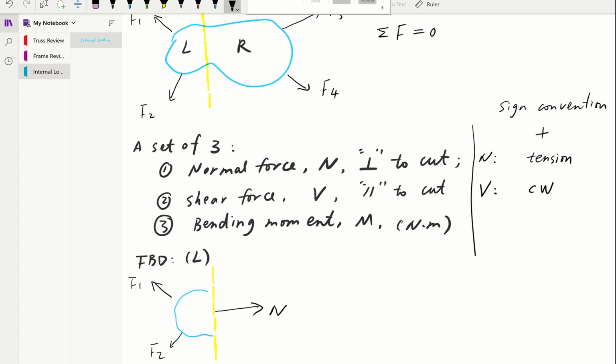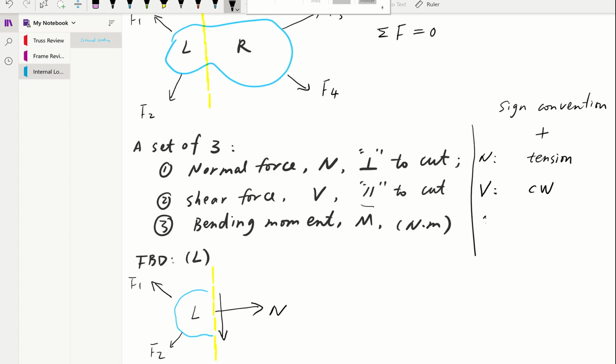Then for shear V, to make this sign convention positive, you make it a clockwise rotation. So you have this left section, and you want this entire thing to go clockwise, and shear is parallel to the cut, which means it's going up and down, right? To make this whole thing rotate clockwise, which direction do I have to go? That's right, downward, to make this clockwise rotation.